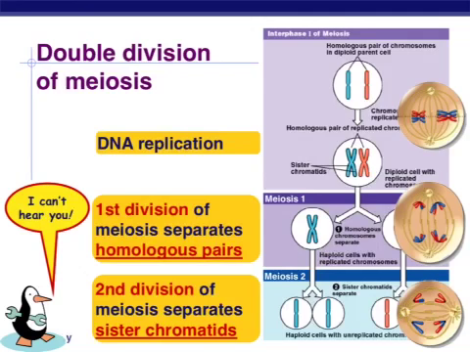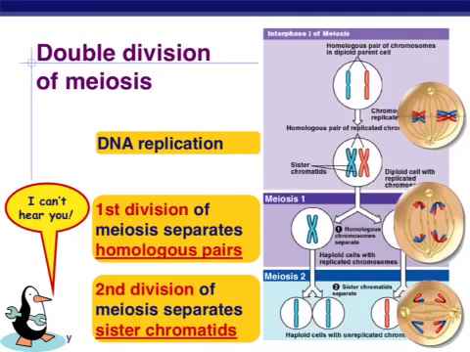Remember, before we can divide, we have to replicate. So we're still going to have interphase. Our cell's still going to grow. We're still going to check for nutrients and growth factors and all that stuff. And once everything is okay, we will go ahead and replicate, which is how we get those homologous pairs. The first division, or what we call meiosis 1, is going to separate the homologous pairs.